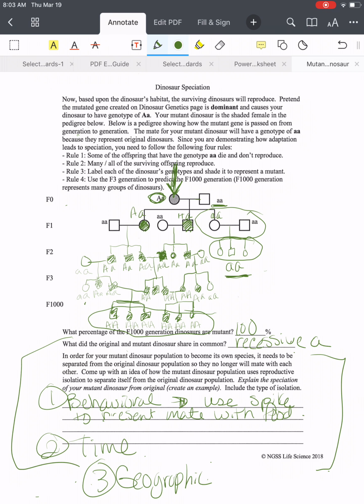To have a whole new species of dinosaur, any organism, they have to become reproductively isolated from each other. So for one reason or another, they can't mate. For my dinosaur, maybe they have some sort of behavioral mating ritual, where the male will present its mate with food on its spike. And if it doesn't present food on its spike, then the female will not mate with it. How about that? Time would be like they reproduce at different months, or day or night, so they just don't breed because of different times. And then geographic would be like maybe there was an earthquake and a canyon separated two species of dinosaur, and they could no longer breed with each other.